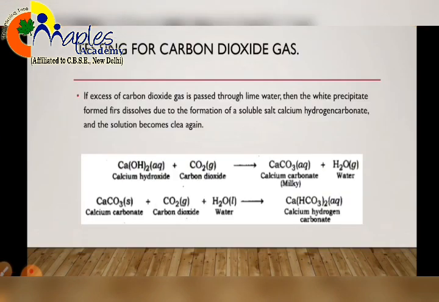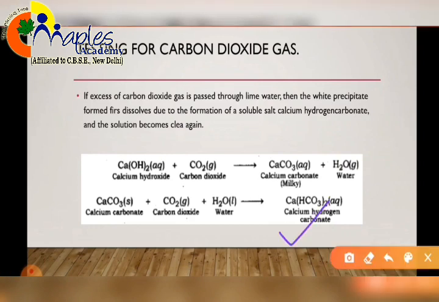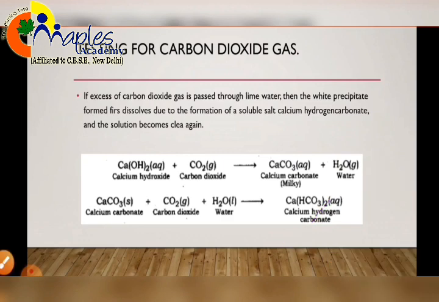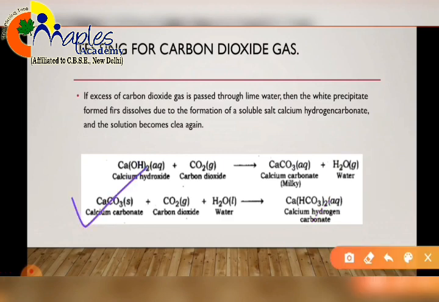But when excess carbon dioxide is passed through it, what will happen? It will form a soluble salt, calcium hydrogen carbonate, in the test tube, and the solution will become clear again. This is the short test for the presence of, or for testing, carbon dioxide gas.